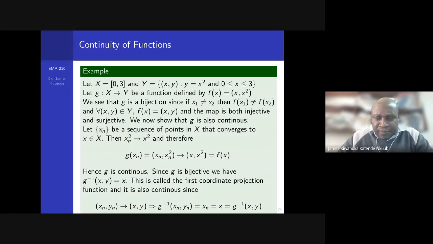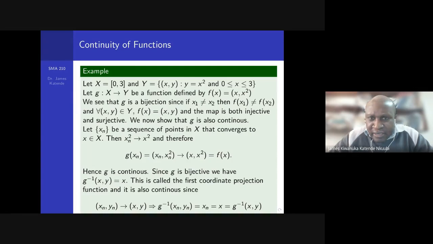So here is another example. We have two sets. One is a subset of the real number line. The other one is a subset of a two-dimensional space, R2, so it's made up of ordered pairs. We define a function from X to Y as follows: any element we pick from X, say small x, is mapped onto the ordered pair (x, x squared). Now, clearly, G is a bijection.